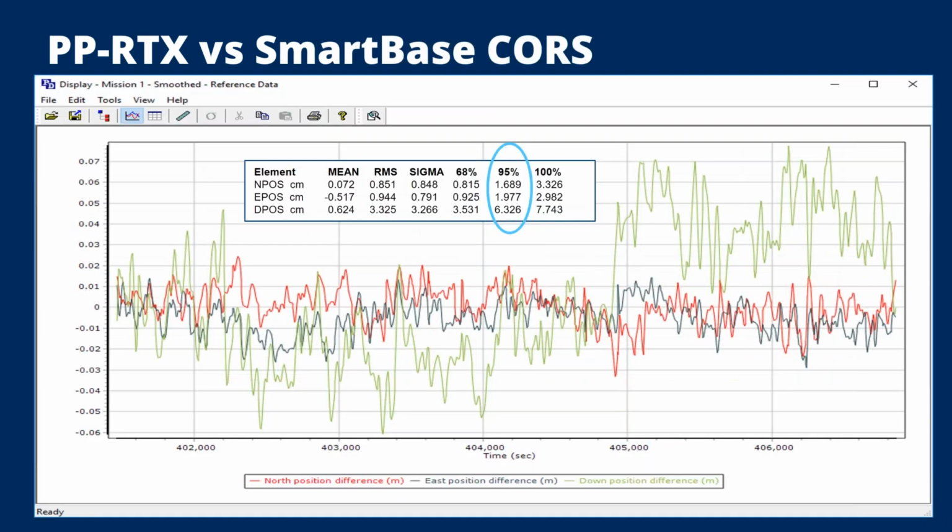Okay, so now let's move on to comparing our PP-RTX solution with SmartBase. We see now that we have better agreement between the 2 results. The vertical difference is now down to less than 7 centimeters at the 95% level. Even the horizontal component is lower too. However, these values are still a little high. They're above 5 centimeters, and we'll use 5 centimeters as our threshold because that is how accurately POSPAC can estimate vertical positions at the 5 centimeter level.